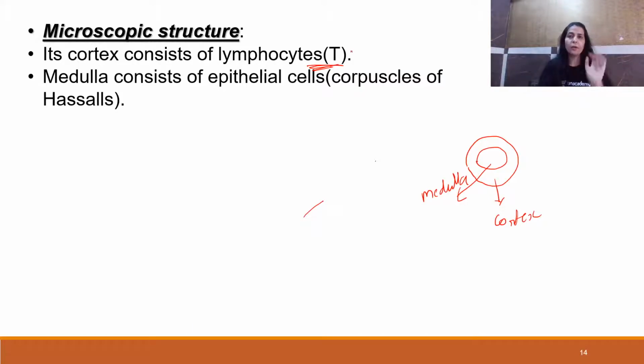Let us recall a few things about the blood. Blood is formed in bone marrow. Right. There are three cells of the blood: RBCs, WBCs, and platelets. RBCs, platelets, both are formed from the bone marrow. WBCs are also formed from the bone marrow. But there is one WBC, the lymphocyte, which is known as T lymphocyte, which after being formed in the bone marrow comes to the thymus, so that it becomes mature. So this entire cortex is filled with T lymphocytes, right?